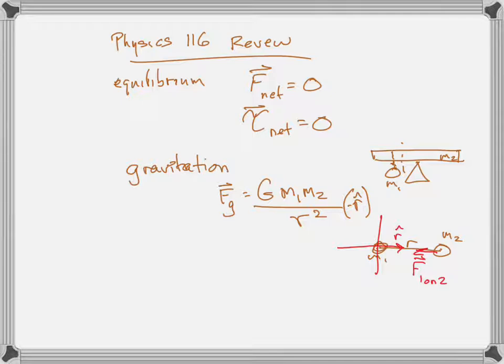But anyway, gravitation, inverse square law, force is proportional to each of the masses, inversely proportional to the distance squared, and the proportionality constant is G.